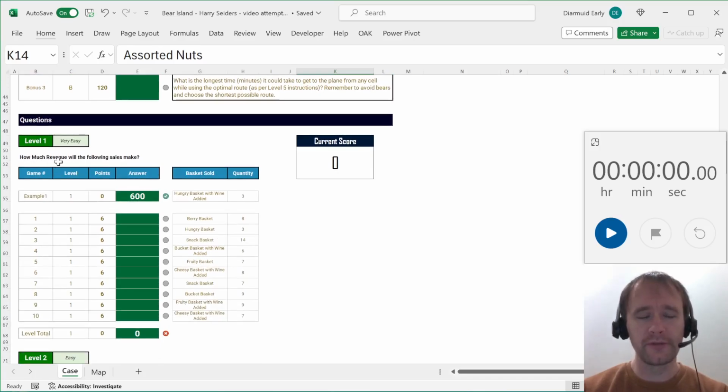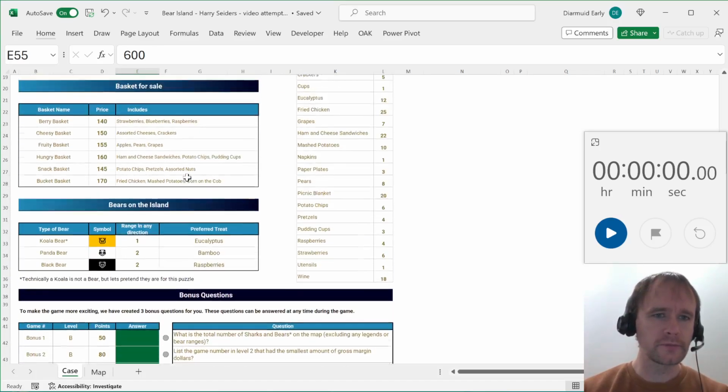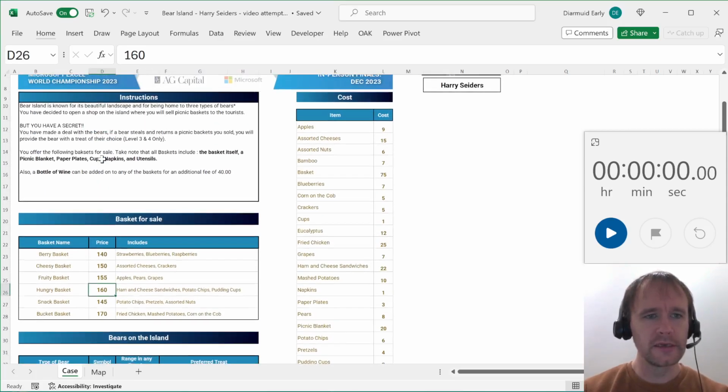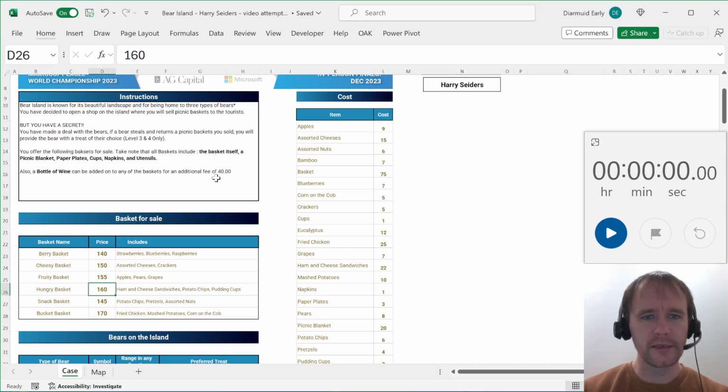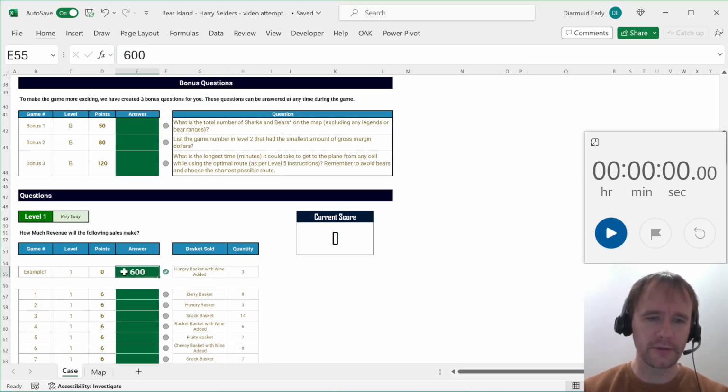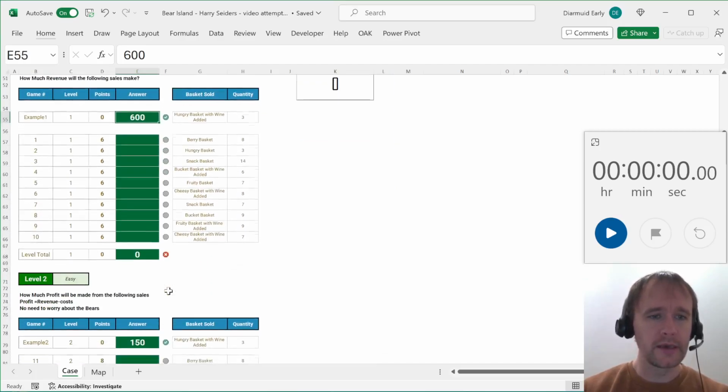So how much revenue will the following sales make? If you sell this kind of basket and this many of them, so you sell a hungry basket with wine added, and you sell 3 of them, that's supposed to be 600 in revenue. So let's see, a hungry basket is here, that's 160, and if you add wine, that adds another fee of 40, so that would be 200 per basket, times 3 would be your 600. So that checks out, good.